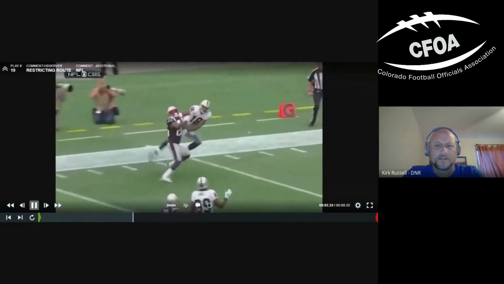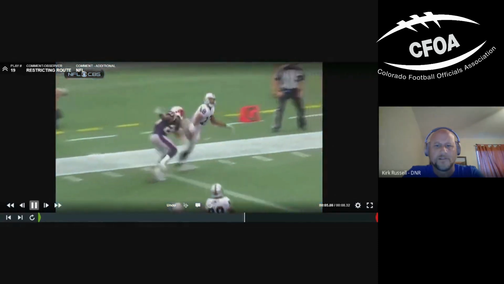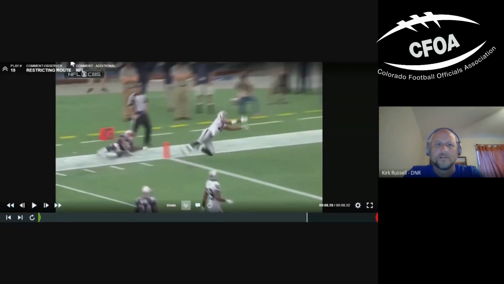This was back to the restricting route, restricting his ability to catch the pass. This is commonly referred to. Yeah, it gets hung up here. Let me let somebody else in here.